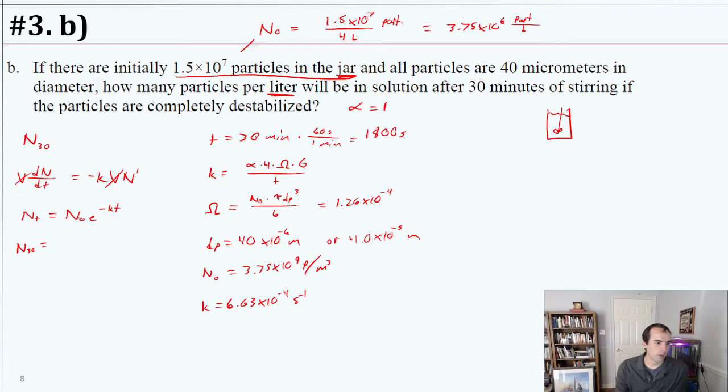So putting those numbers in, we would get a value of 1.14 times 10 to the 6 particles per liter. So if we compare that to what we started with, essentially, let's say 375 compared to 114, it looks like there's about 3 particles, something like that, of the new aggregated particles per liter, per initial particle, something like that.